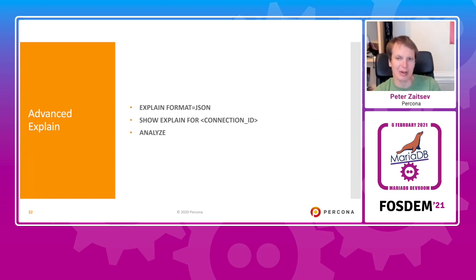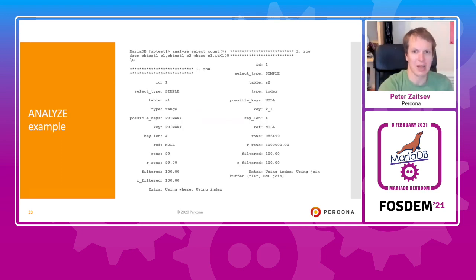And then there is also analyze, which is not called explain, but it is also a way to understand query performance. It would run the query itself, but it will also provide you information about how that query was actually executed. Where explain uses estimates about query execution, analyze actually tells you what has happened. Here is an example of explain analyze, and you can see the actual number of rows, the actual number of rows filtered, and so on and so forth.